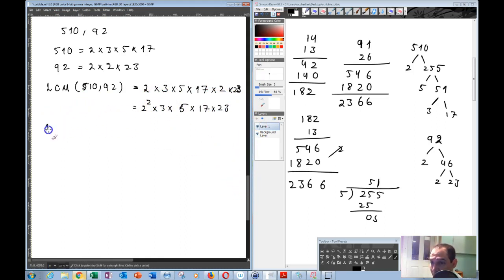The HCF of these two numbers, 510 and 92, is equal to the common factors, the highest common factor, meaning that you look for the common factors, which in this case is 2, and the highest power is 2 raised to the power 1, which is equal to 2.